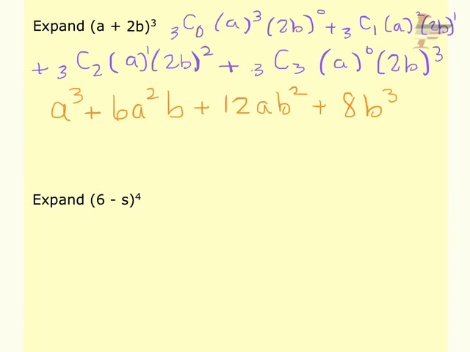This is 3 times 2 to give you the 6. This is 3 times 4, because 2 squared is 4. 3 times 4 is 12. This is 1. 2b cubed is 8, so 1 times 8 is 8. And that's it.